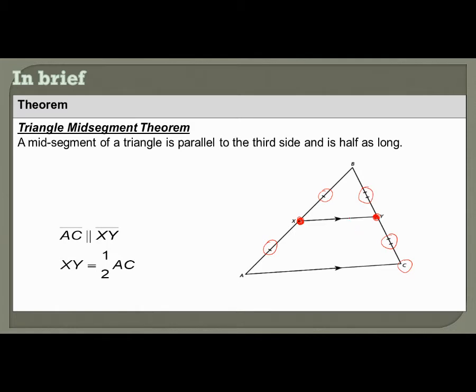So the line segment that is joining these midpoints is parallel to the third side. This is the third side because this is my first side. I'm taking the midpoint of the first side and the midpoint of the second side. So the line segment joining the midpoints of these two sides is parallel to the third side and half of the third side. So the length of XY equals half of the third side, which is AC.